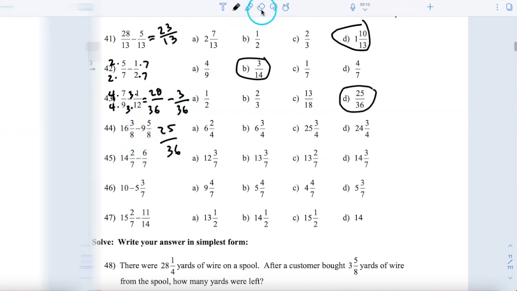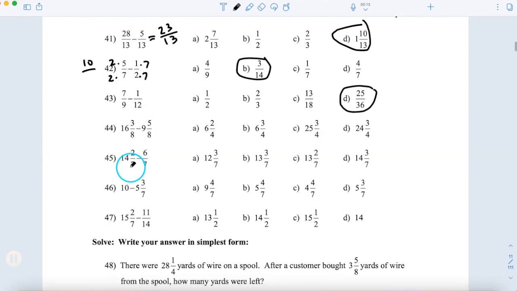Let's go to 44. Now here I'm subtracting. Okay? So 16 and 3/8 minus 9 and 5/8. Now you can take 9 out of 16, that's fine, but you cannot take 5 out of 3. So that's kind of the trick right there. So what's going to happen is you got to turn these 3/8 into something bigger than 5/8 because you have to subtract the fractions. So I'm going to have 16 and 3/8.